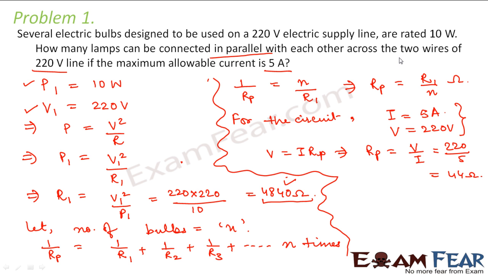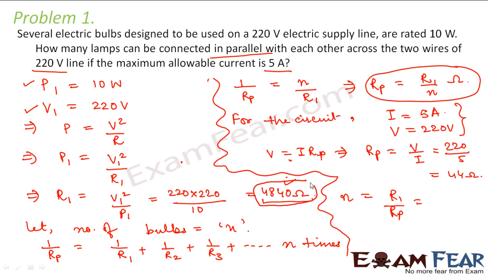So now we make use of this equation and we say that N is equal to R1 by Rp. R1 was 4840 ohms. So put it as 4840 divided by 44. So this comes out to be 110. So that means in order that a current of 5 amperes flows through this circuit, we will have to connect 110 electric bulbs in parallel with each other.